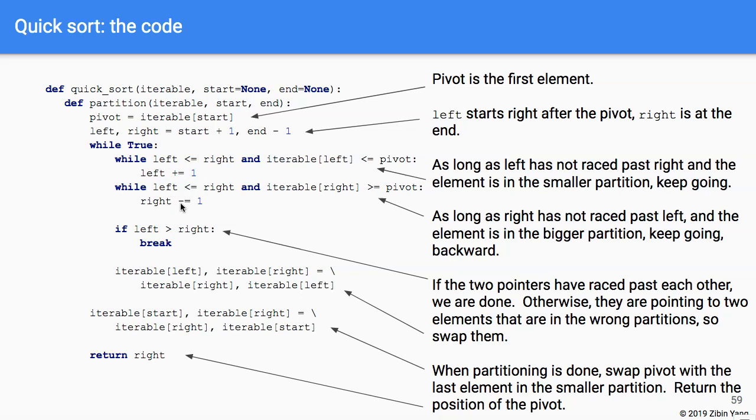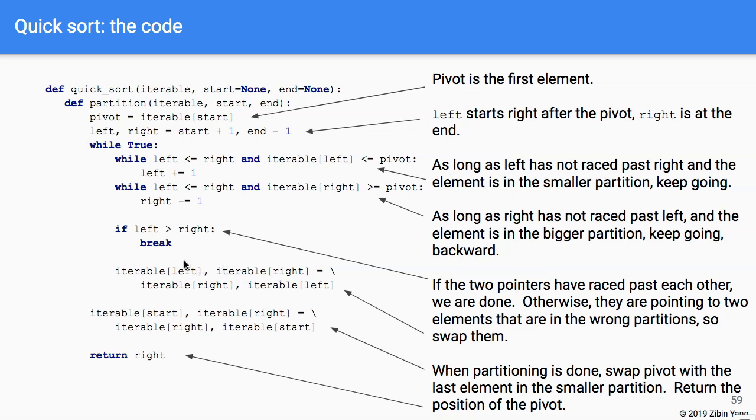And then the same for the right pointer: as long as it hasn't passed to the left of the left pointer, and as long as the element at the right pointer is in the right place, then we move the right pointer, but we move it backward. That's why it's a -1. And then here is the condition. Remember, our terminating condition is when the right pointer goes to the left of the left pointer. And if that were the case, we know we are done. Otherwise, we know the left and the right pointer are pointing to two elements that are both out of place.